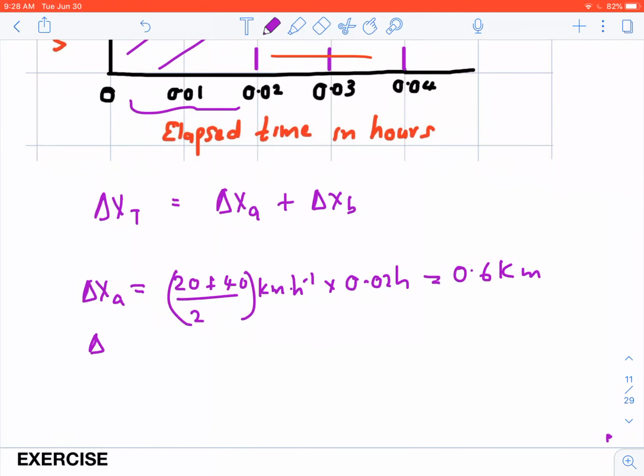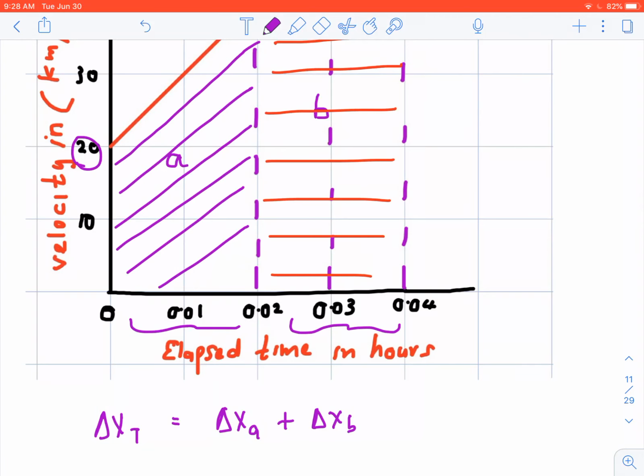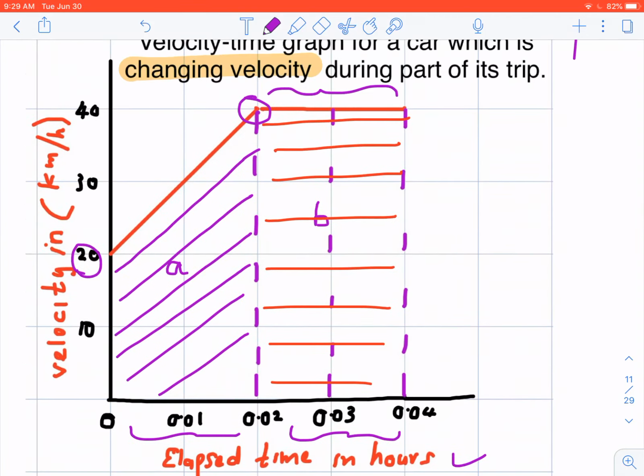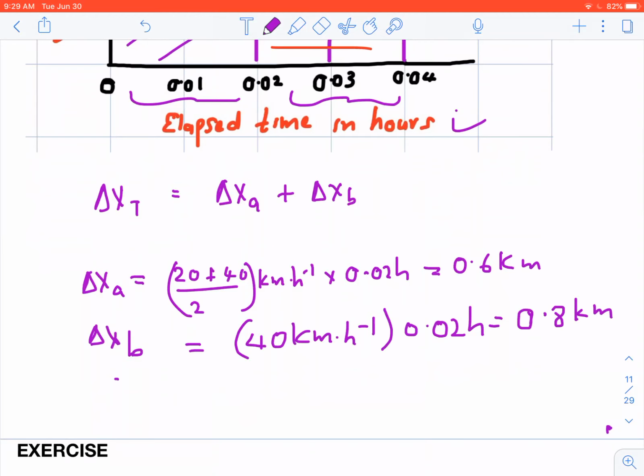Let's look at the change in x of B. That would be fairly easy because it's a rectangle, so we know from there to there is 0.02 hours, and the height is 40 kilometers an hour. So 40 kilometers an hour times 0.02 hours gives us 0.8 kilometers.